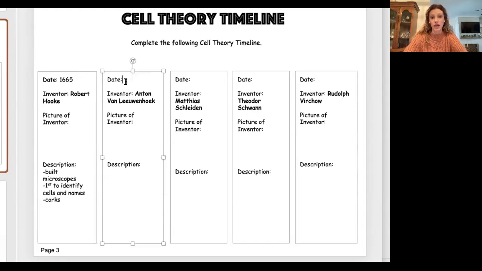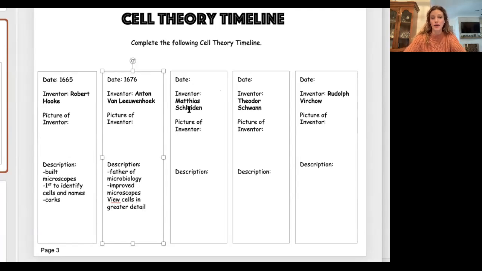Okay. Antoine van Leeuwenhoek. Again, butchered his name. Totally fine. You don't have to know how to say it. Just know that Antoine van Leeuwenhoek, or however you want to say it. He basically was able to view cells at a larger detail, and he was the father of what? He was the father of microbiology. He basically improved microscopes, which allowed him to view cells in greater detail.